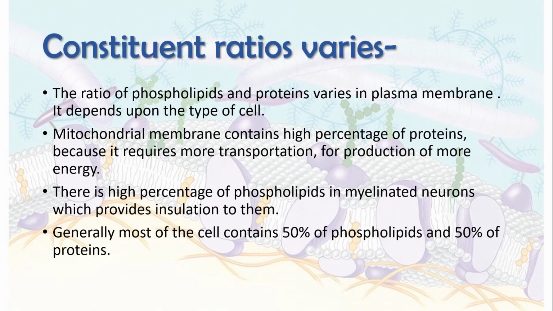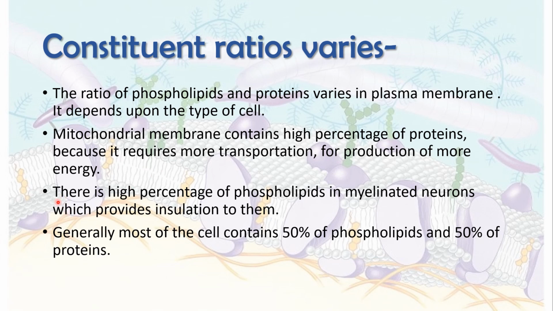Now, the constituent ratio varies. It means the lipid and protein ratio in the cell membrane varies. It depends on the type of cell. So it is not a constant ratio, but varies depending upon the type of cell. For instance, the mitochondrial membrane contains a high percentage of proteins because it requires more transportation for the production of more energy. So here the protein percentage is much higher compared to the lipid percentage.